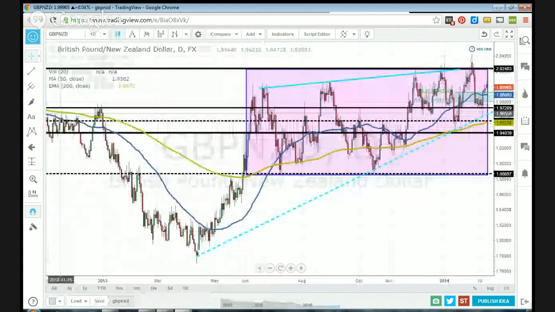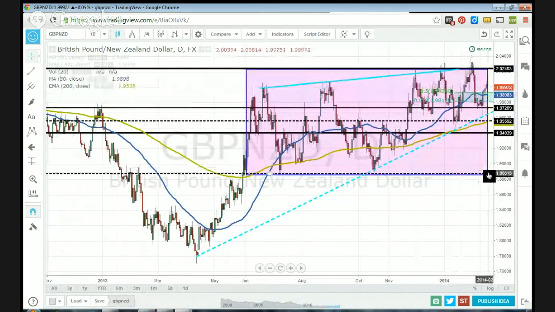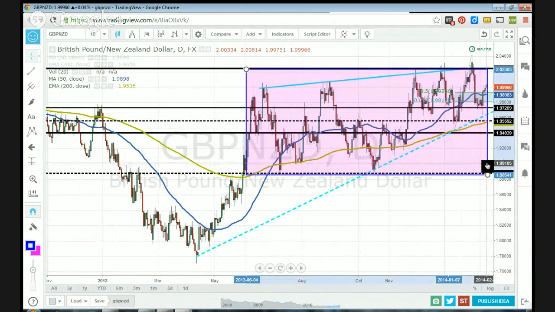Pound Kiwi. Yeah, this is similar to the euro pound trade I have on. No, it isn't. No, I was thinking of pound Swiss. Okay, pound Kiwi. What happened here? I need to extend this. There we go. Okay, yeah, if it can fall to that black line, 197, that could be interesting.